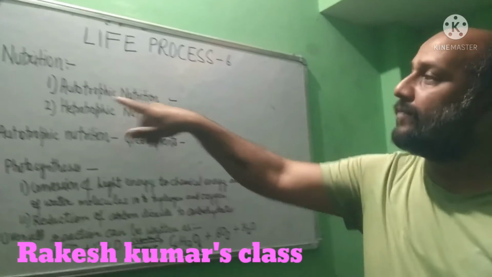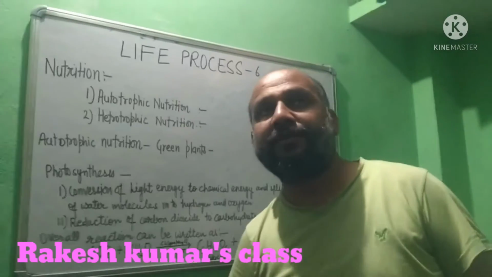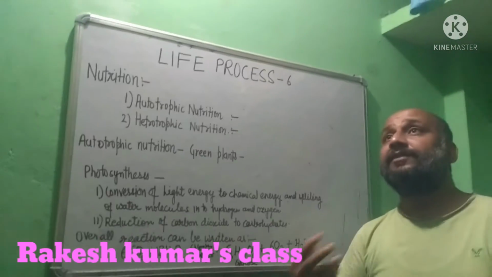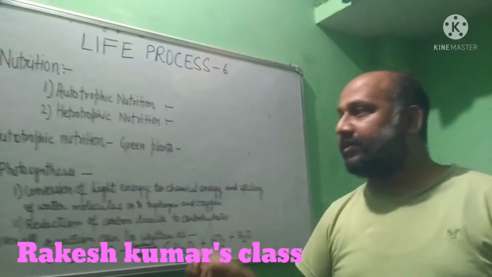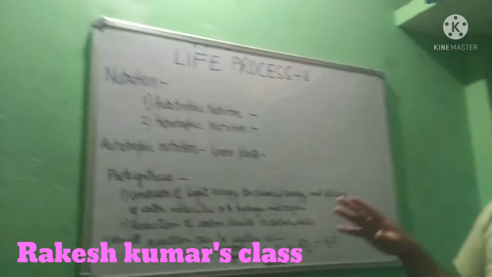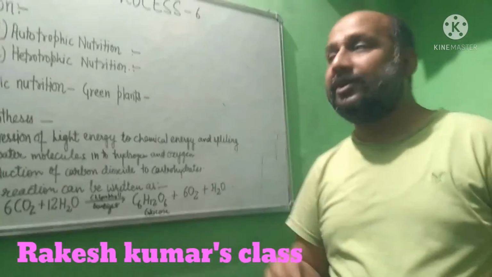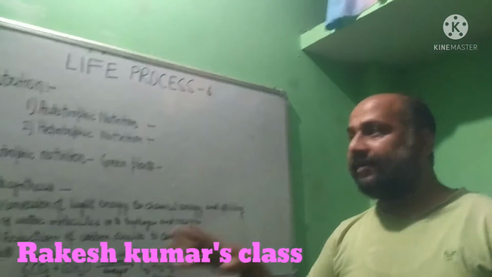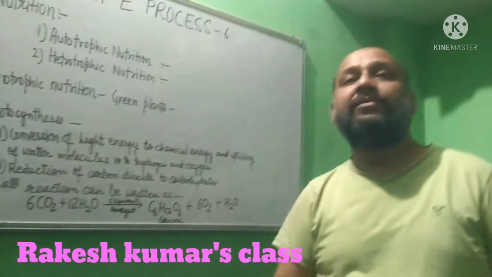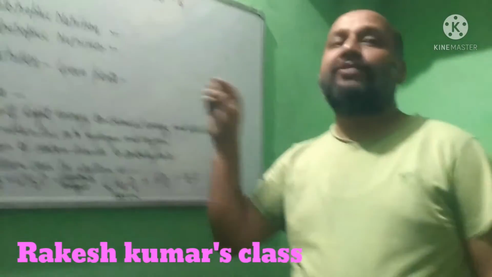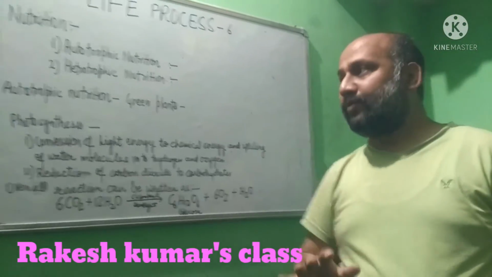Nutrition is of two types: autotrophic nutrition and heterotrophic nutrition. Autotrophic nutrition is a nutrition where the organism is able to manufacture its own food, for example, green plants. Green plants can manufacture their food in the presence of sunlight by utilizing inorganic raw materials, carbon dioxide and water. Carbon dioxide and water are obtained from the environment. Water is absorbed from soil and CO2 is taken from the atmosphere. This process is known as photosynthesis.